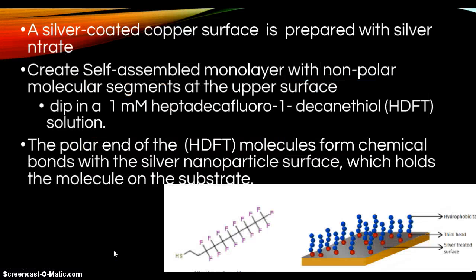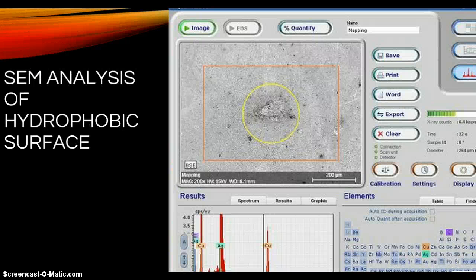Here's some more details about how the copper surface is coated with silver nanoparticles. There again is a scan of the SEM analysis of the hydrophobic surface showing the silver and copper content.